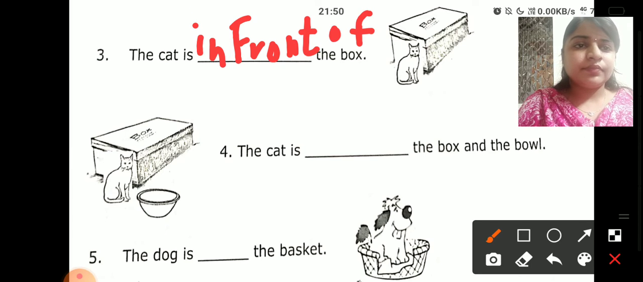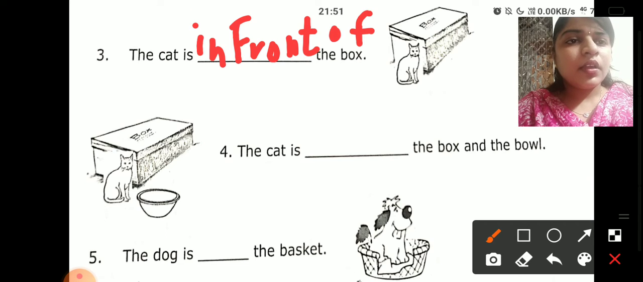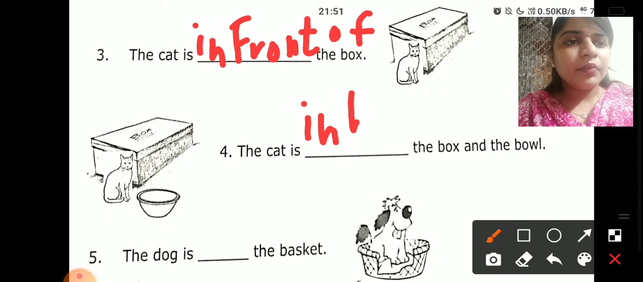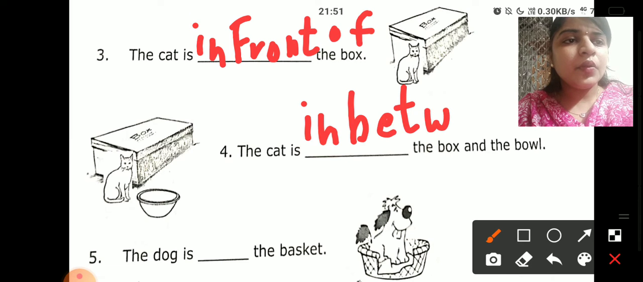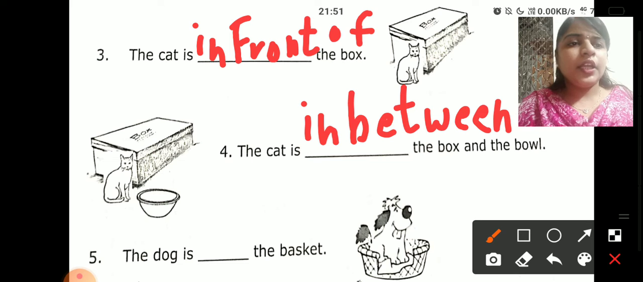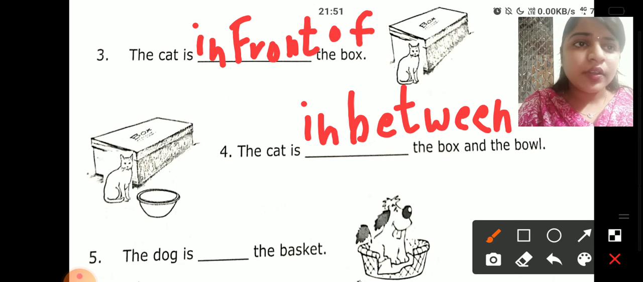The fourth one. The cat is dash the box and the bowl. The cat is in between the box and the bowl. So write it down. In between. Okay, children? But you all are going to write in the dash. Okay, children? Write.